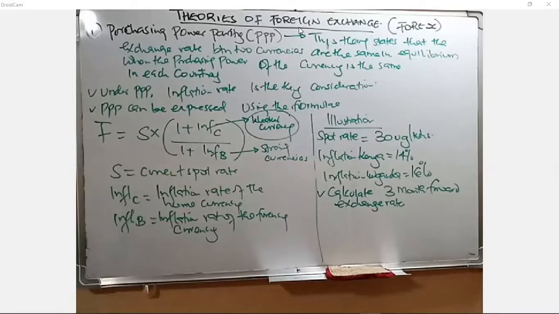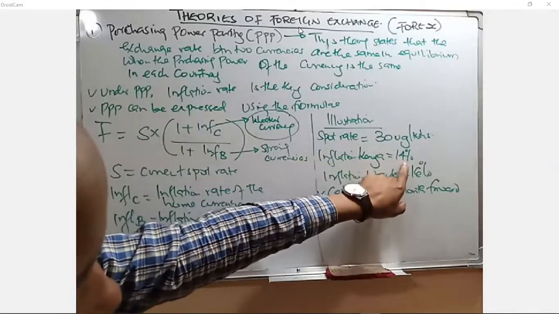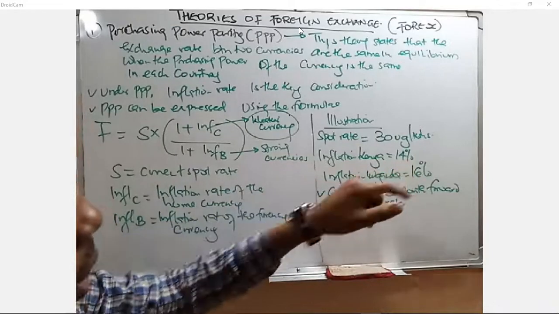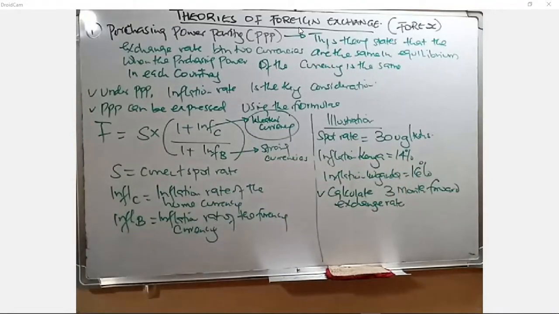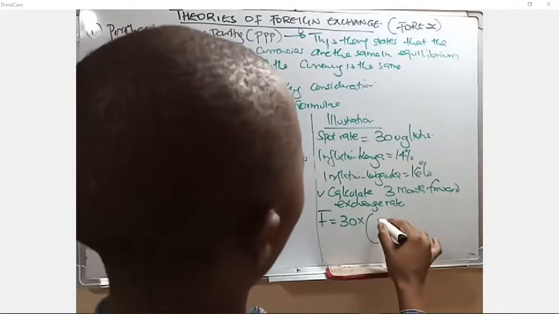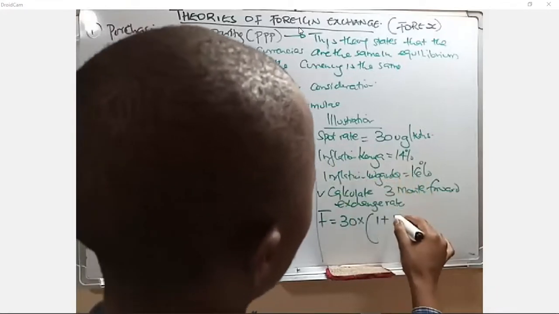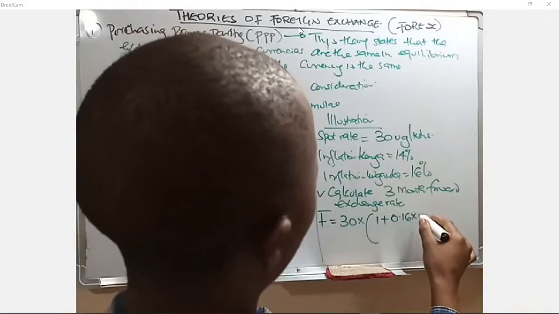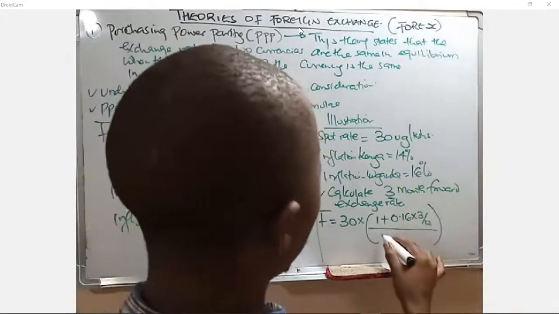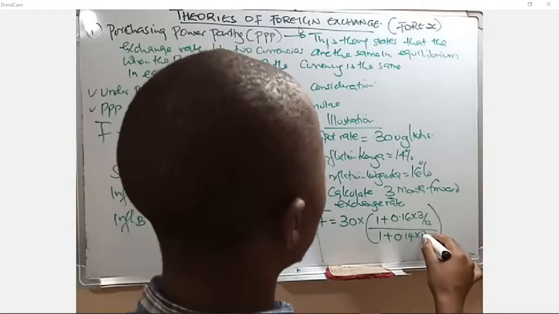In this scenario, the inflation rates given are per annum, not per 3 months. That is what you need to understand. Sometimes the examiner might give you rates without stating whether it is for 3 months or per annum. So if you want to calculate your forward exchange rate, I will take 30, then multiply by 1 plus 0.16 times 3 over 12, because the weaker currency you told me is Uganda and we are calculating only for 3 months, then divide by 1 plus 0.14 times 3 over 12.